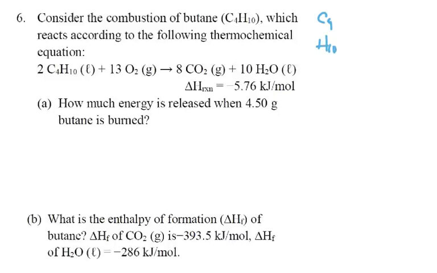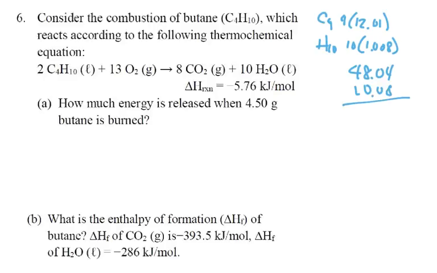I have C4H10. So it's going to be 4 times 12.01 grams and 10 times 1.008 grams. So that's going to be 48.04 plus 10.08. And altogether that's going to be 58.12 grams per mole for the butane. So let's go back here.